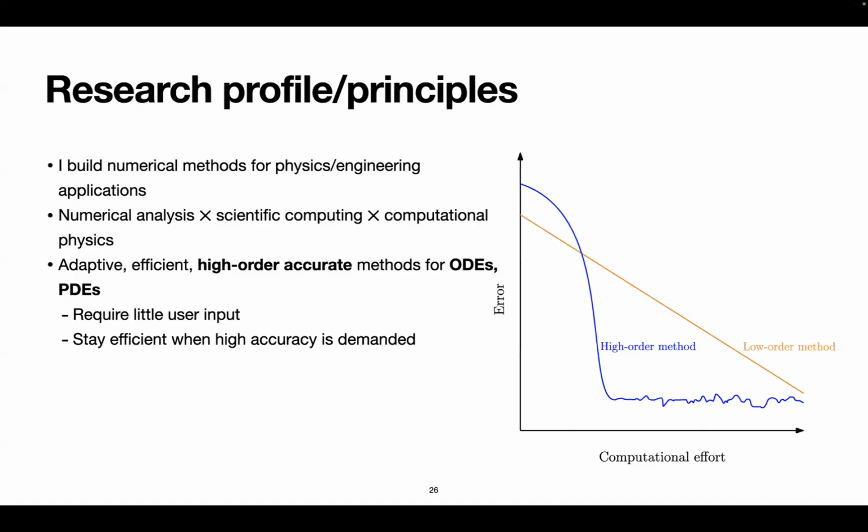On a graph, this is what a low order method and a high order method look like if I plot the error of the method as a function of the computational effort that the method requires. You see that the error of the high order method falls off in a much steeper way than for a low order method. And what this means is that if you require a certain tolerance, say 10 digits of accuracy, then you just need to put in less computational effort if you use a high order method.